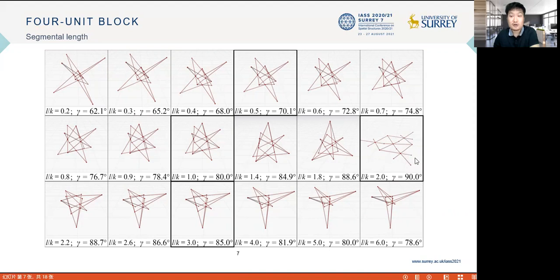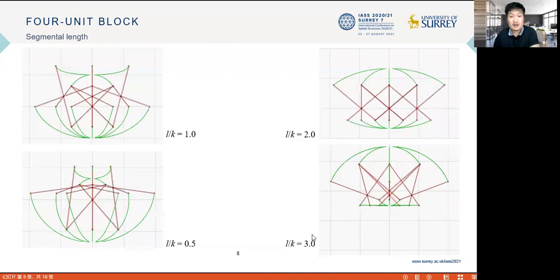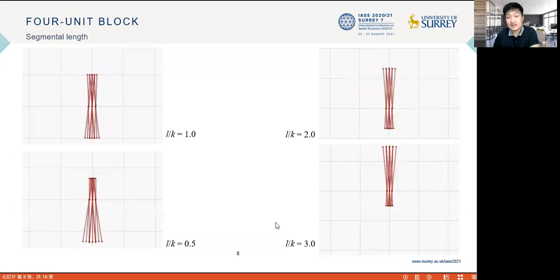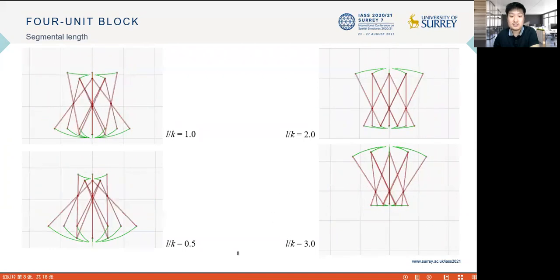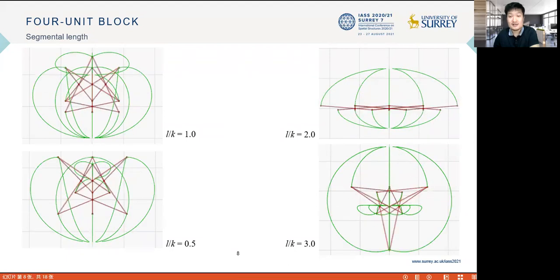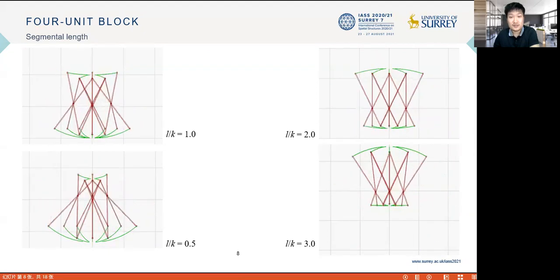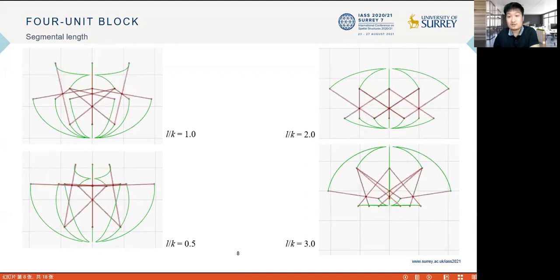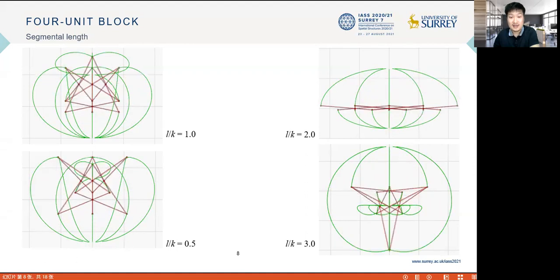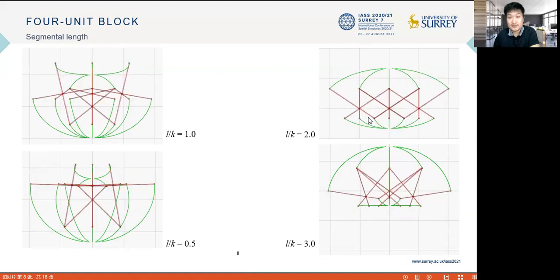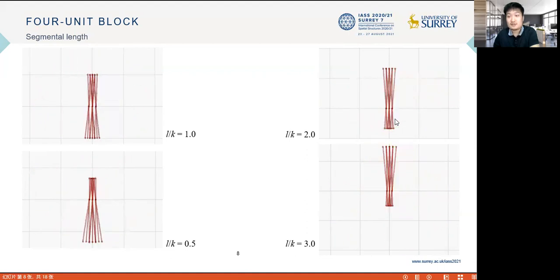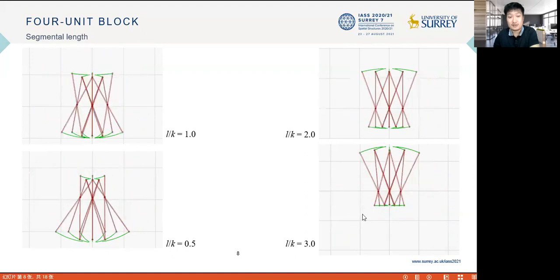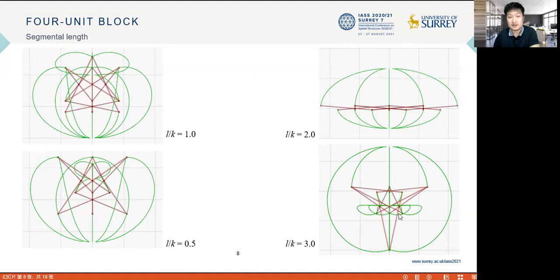To further examine the motion property of the proposed assemblies, 4 typical examples are selected from here, and we simulated the motion of the selected cases, which is given here. We can see the motion trajectory of the nodes are recorded using the green lines, and the influence of the segmental length on the motion can be observed. The general observation reveals that when L over K is smaller than 2, the structure moves upward, just like the 2 cases on the left. When L over K equals 2, as shown here, the structure expands horizontally. And when L over K is bigger than 2, the structure moves downward, like shown here, the last case.